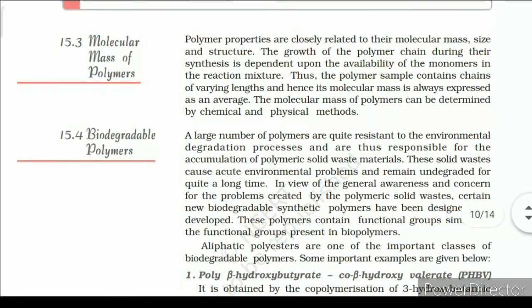15.3 Molecular mass of polymers. Polymer properties are closely related to the molecular mass, size and structure. The growth of polymer chain during the synthesis is dependent upon the availability of monomers in the reaction mixture. Thus, the polymer sample contains chains of varying lengths and hence its molecular mass is always expressed as an average. The molecular mass of polymers can be determined by chemical and physical methods.